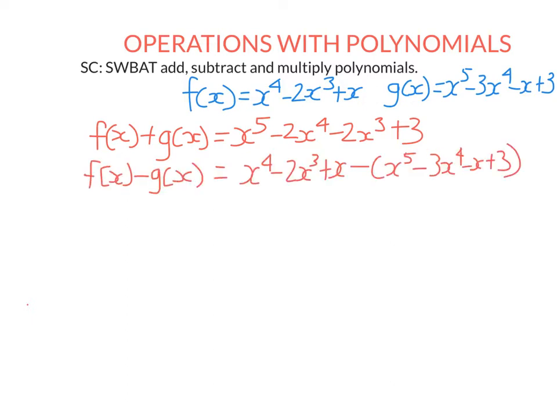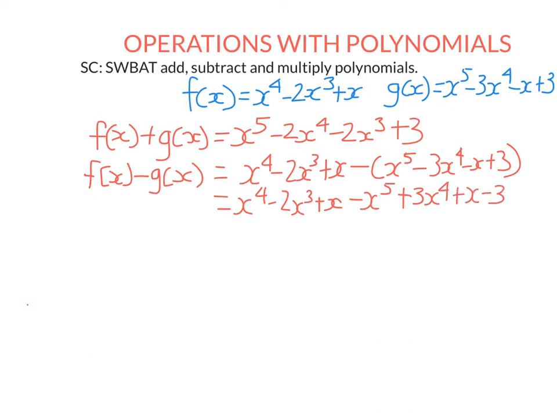So for f(x) minus g(x), we're subtracting this polynomial. Whichever one you're subtracting, you put a minus out the front and you put it in brackets because we're subtracting the whole thing. So we'll just leave the f(x) alone for now. When you have just a minus outside some brackets, all you do is change the sign of everything in the bracket. So the positive x to the power of 5 becomes negative. The negative 3x to the power of 4 becomes positive. The negative x becomes positive, and the positive 3 becomes negative.